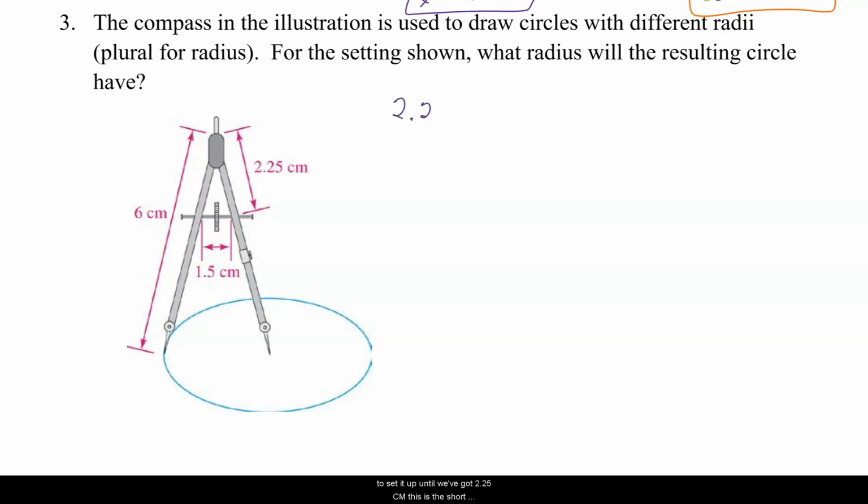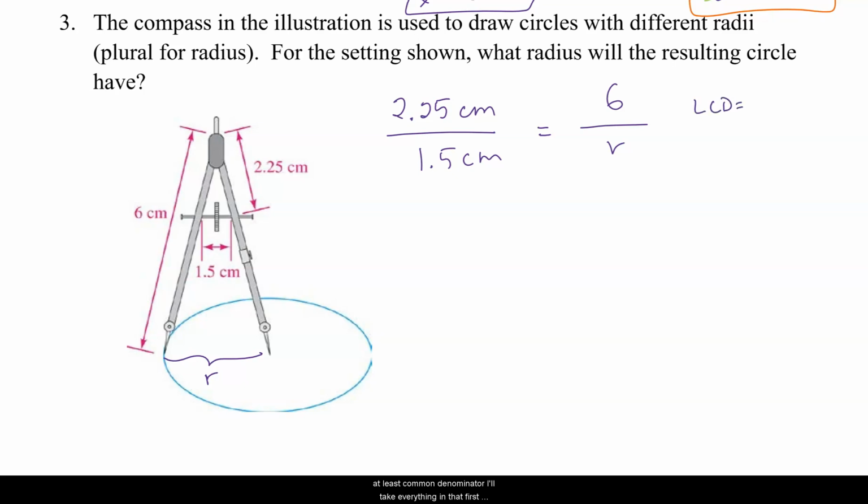So we've got 2.25 centimeters. This is the short triangle, the small triangle. Side to base. I'm going to call this, I don't know, we could call it X. I'm going to call it R. And then I've got length to base. And again, this is 1 out of 4 ways to correctly set up the problem.